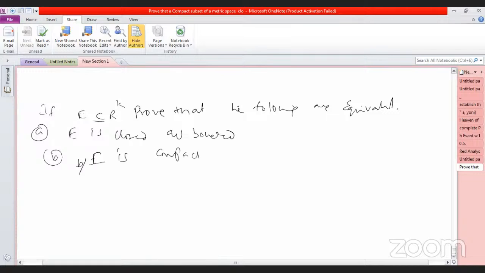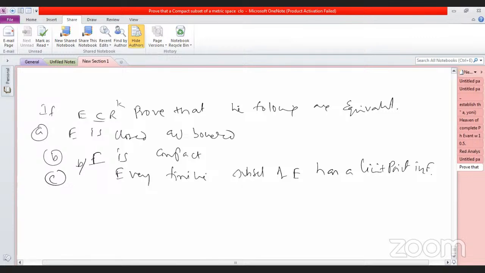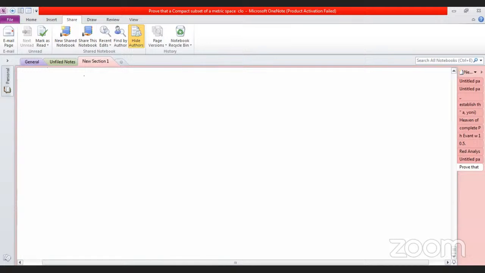Fact: every finite subset of E has a limit point in E. See here. Suppose E is closed and bounded.